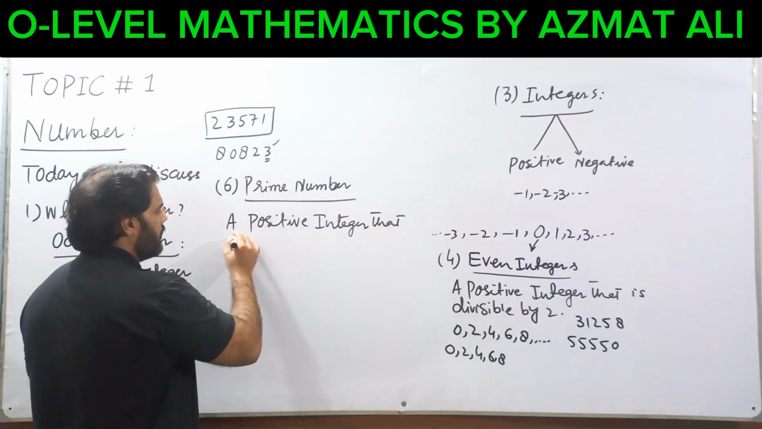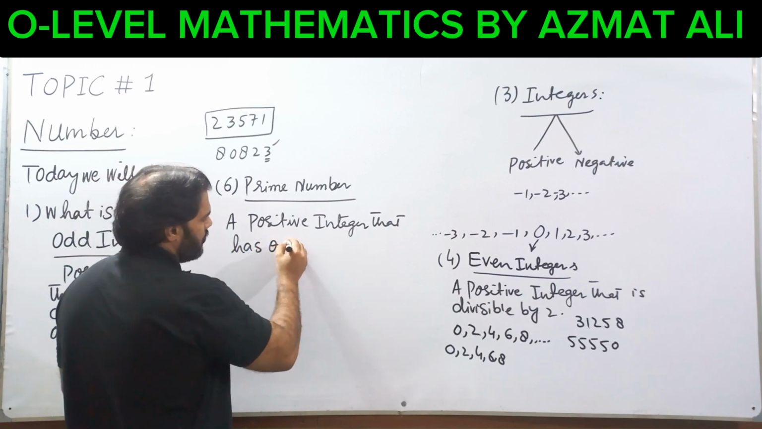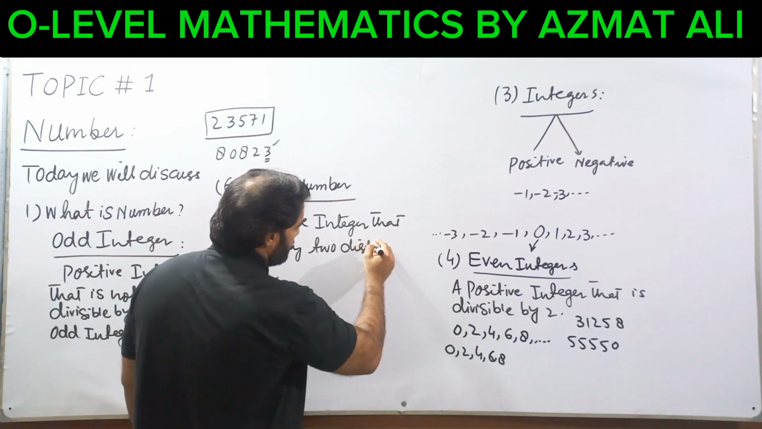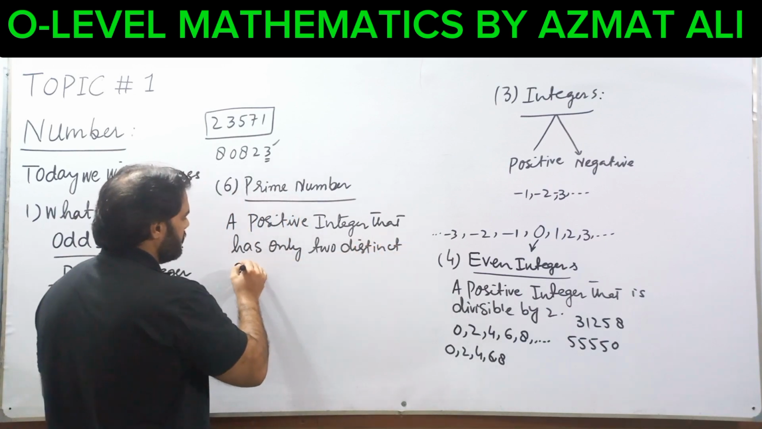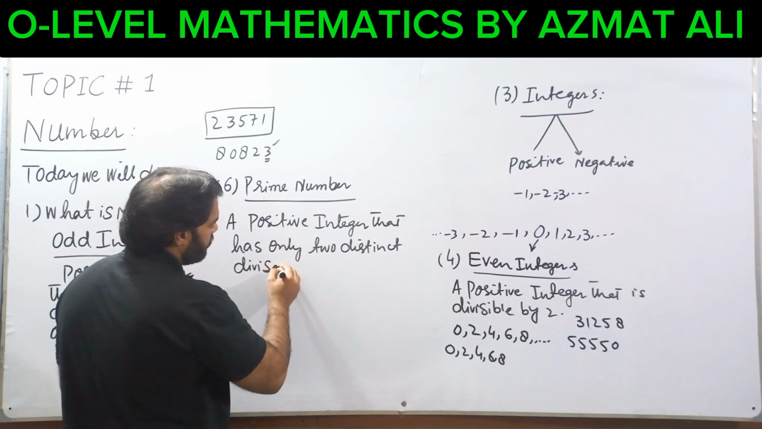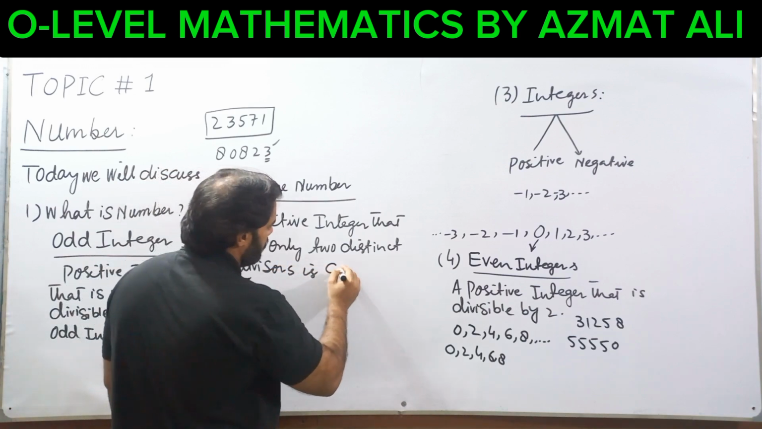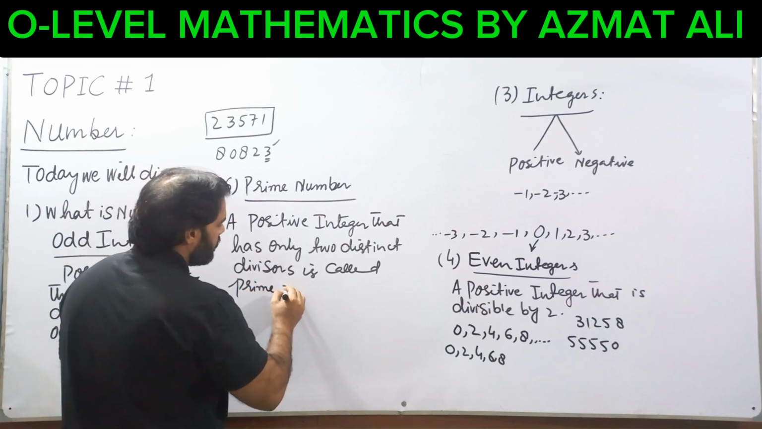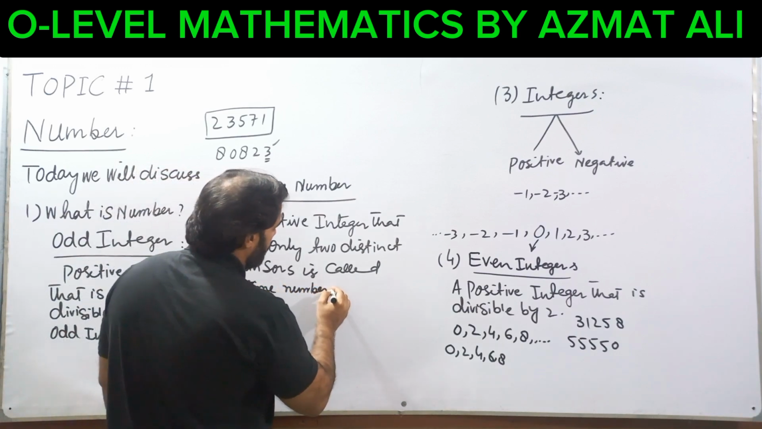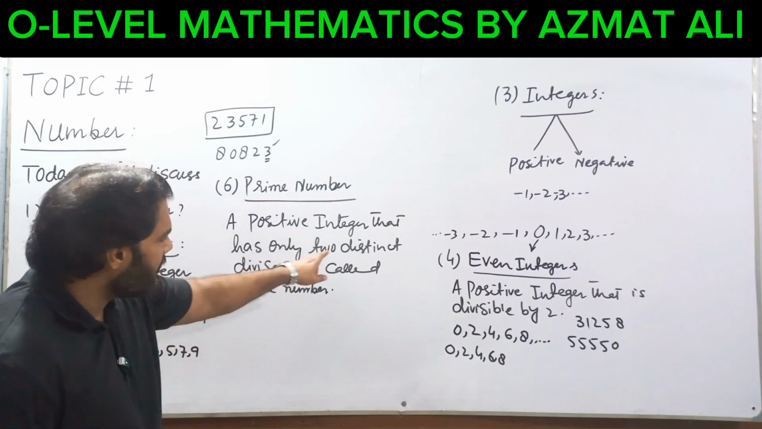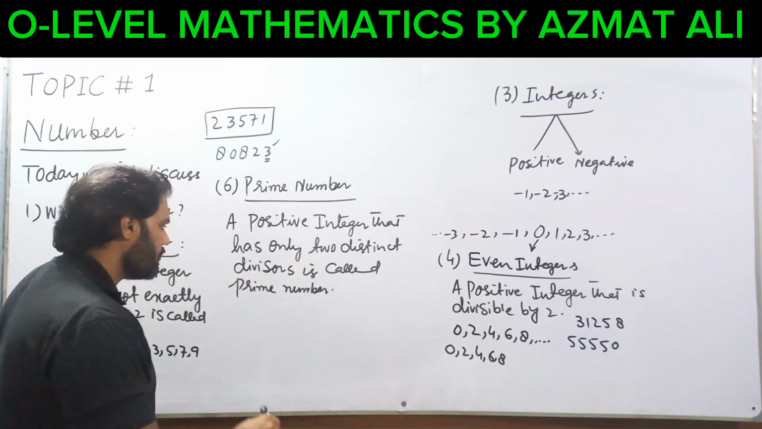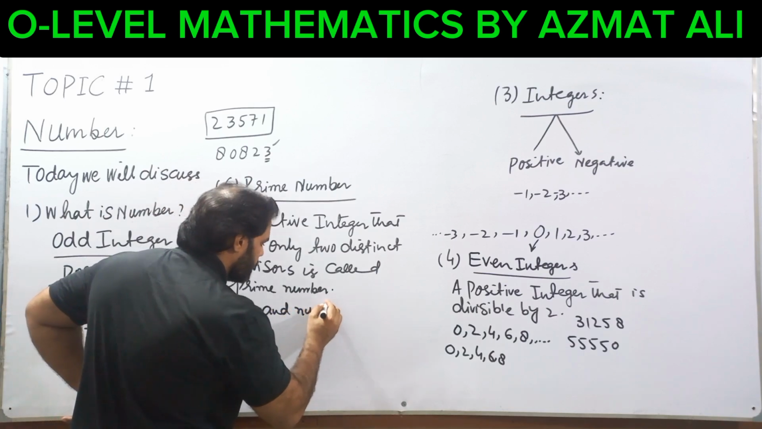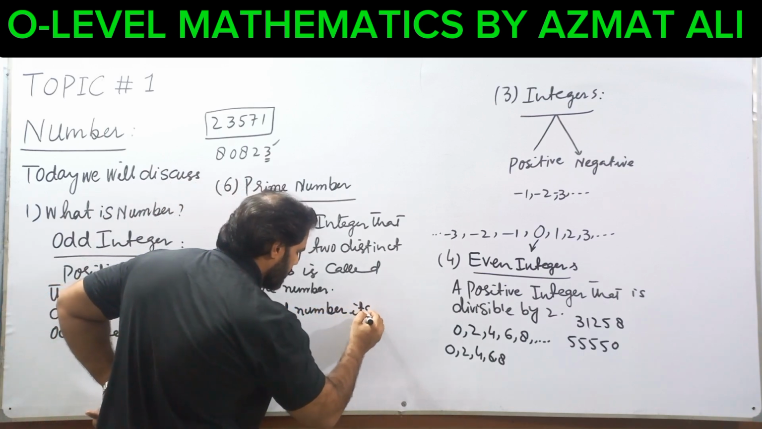A positive integer that has only two distinct divisors is called a prime number. And those two distinct divisors are 1 and the number itself.